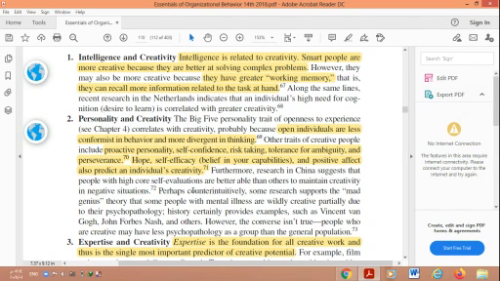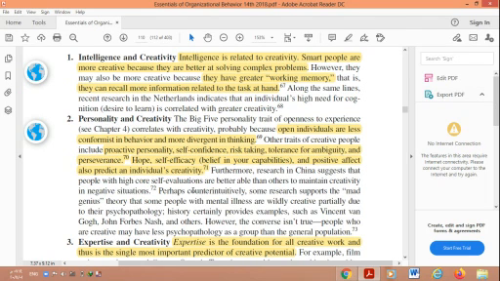Self-efficacy, belief in your capability, and positive affect also predict an individual's creativity. And again, we say that the people who have those characteristics or those traits are creative, or they have a potential for creativity.